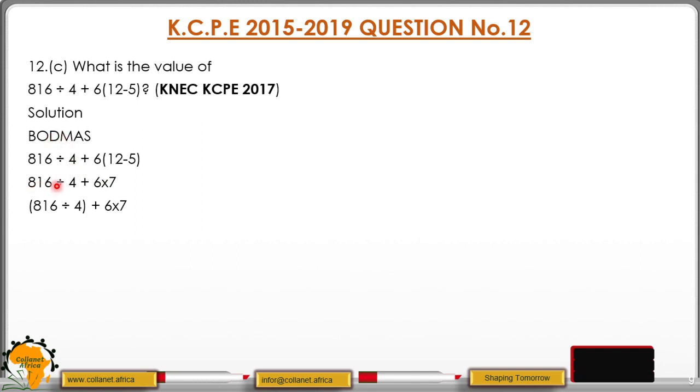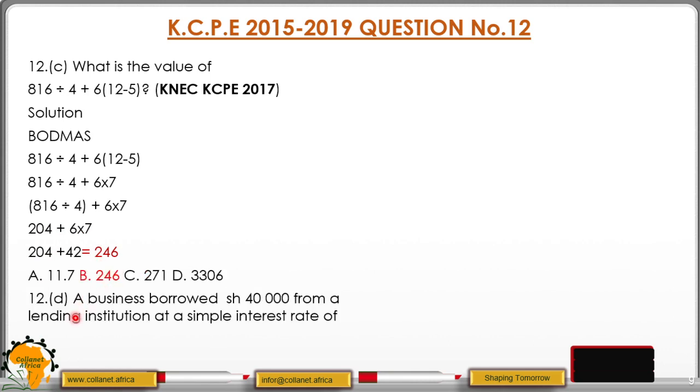Before you do the multiplication, you have to consider BODMAS, so division comes before multiplication. So 816 divided by 4, you're going to get 204. Then you add 6 times 7, which is 42. So the answer to this is 246. So that is the choice.